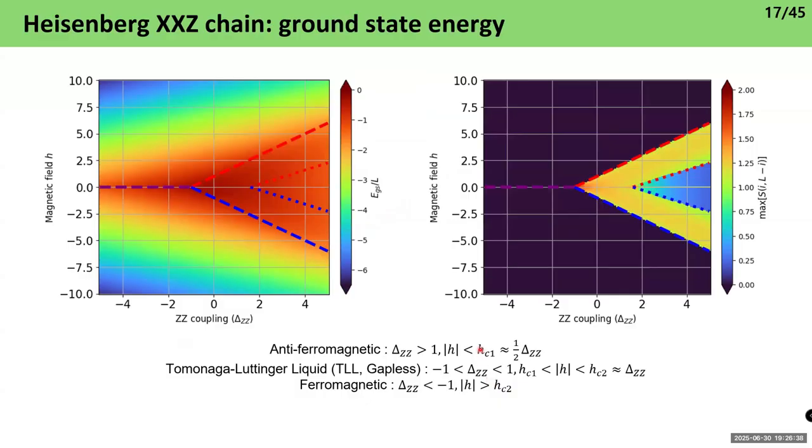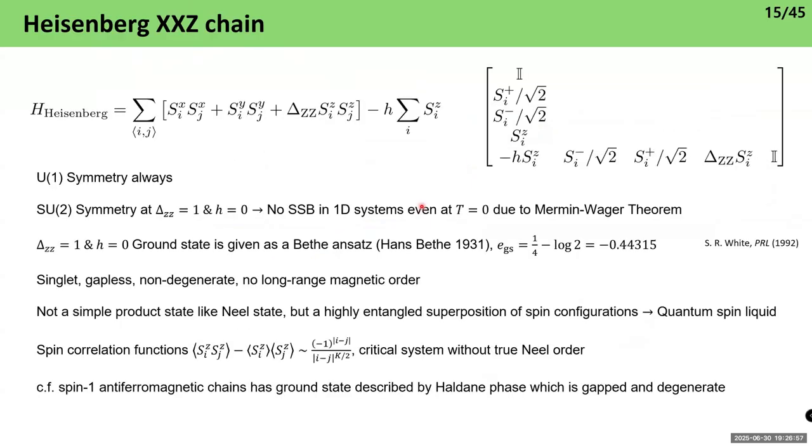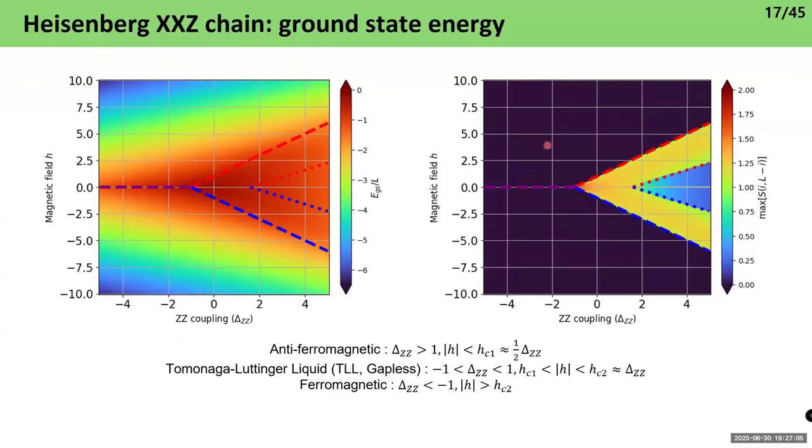We can also classify phases of the Heisenberg XXZ chain with DMRG. So this is the ground state energy per site, and the maximum entanglement entropy, given as a function of the ZZ coupling term and the magnetic field h. As you can see, there are two hyperparameters in this Hamiltonian: this isotropic term and the external magnetic field term. So there are key differences in three phases.